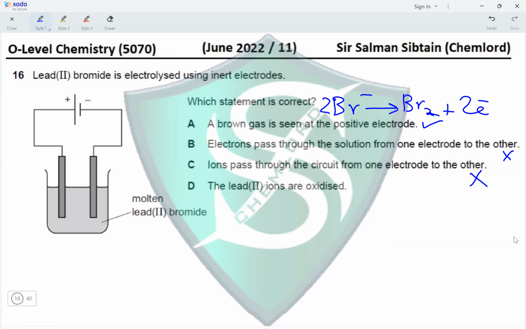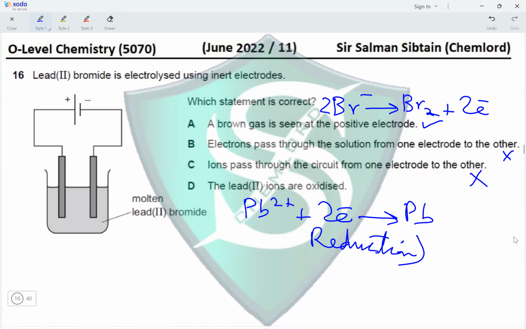This is also wrong. Lead ions are oxidized. We just saw that bromide ions are oxidized, which means lead ions, Pb2+ ions, will accept those two electrons and will be converted into lead metal. And this is the process of reduction. So lead ions are not oxidized, lead ions are reduced. This makes option A the correct option for this question.